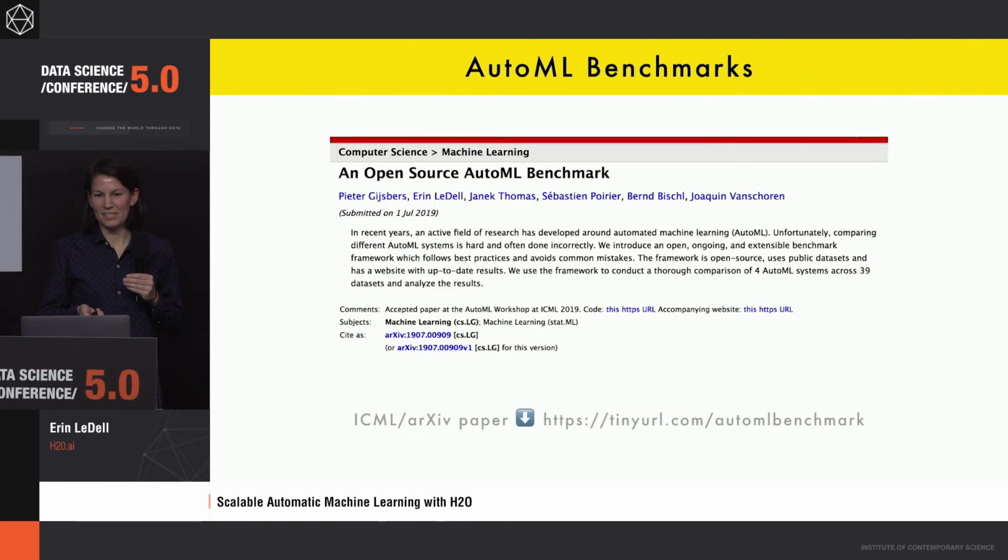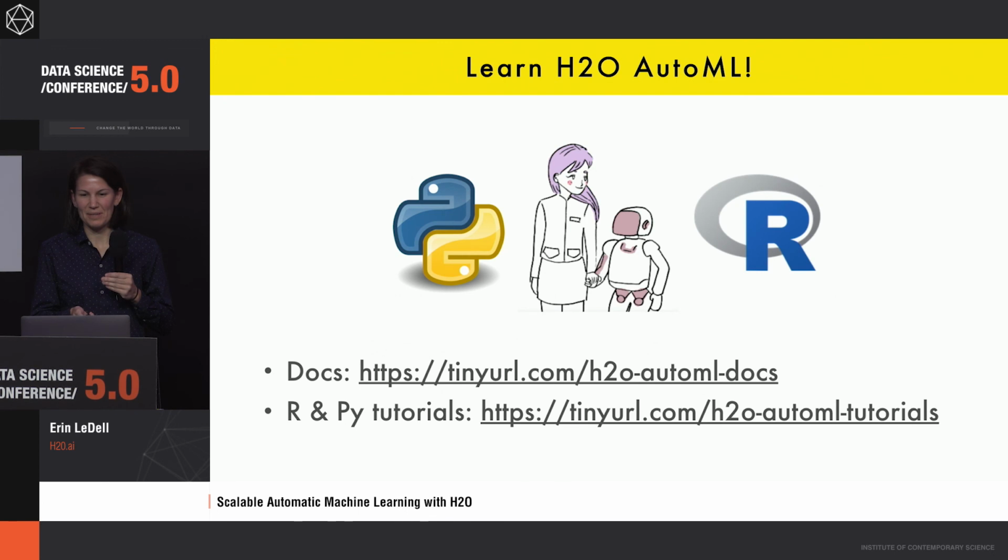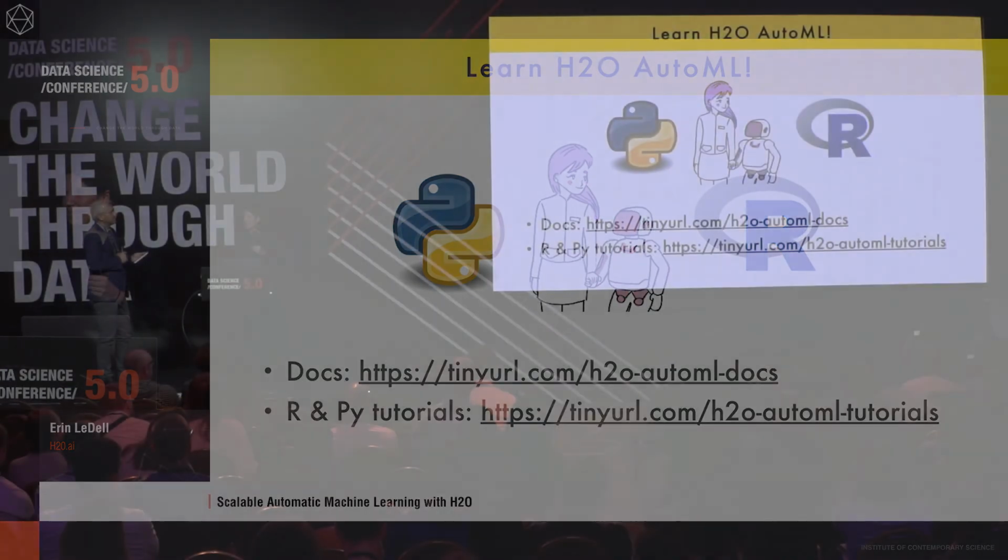If you want to see how the different open source tools do against each other, there's a paper that we published in the ICML conference this year that is a framework for benchmarking AutoML systems. I'll just click through to the end. If you don't want to read the paper, there's a video of somebody reading the paper to you. Kaggle has a reading group, and they read this paper in 1 hour, so that's good. And here are some links. And I think we could do some questions.